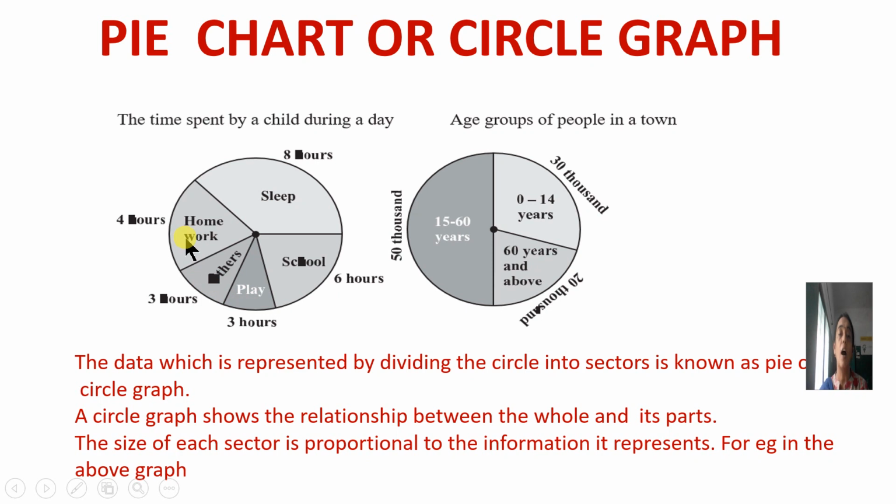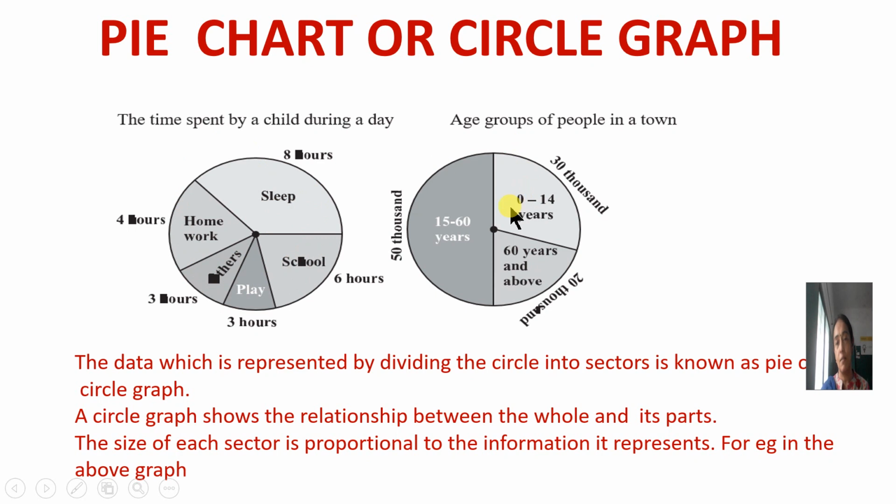So this is how the child is spending his 24 hours. When we add this, 8 plus 6, 14 plus 6, 20 plus 4, 24 hours. So this is a whole, and these are its parts. Now each part is called a sector. In this pie chart, each such part of the circle is called a sector. And this whole circle and its relationship between its parts is represented by a pie chart or a circle graph.